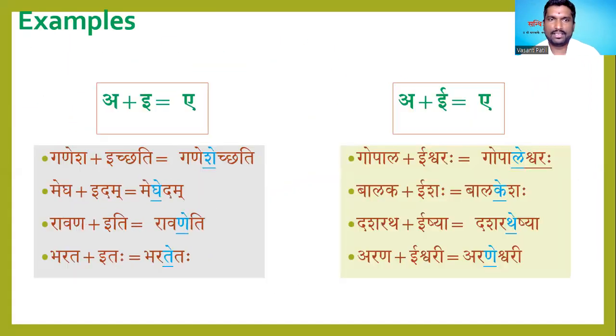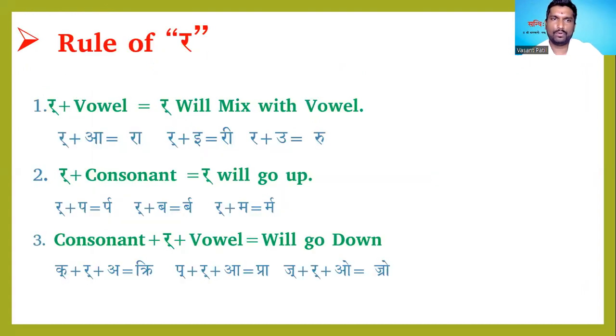When ra is followed by a vowel, ra will mix with the vowel. This we already know. If ra follows a vowel, it will mix with the vowel. For example, ra is there and a is the vowel, it became ra. But if ra follows a consonant, second rule, ra will go up. Here ra follows pa, it went up; ra follows ba, it went up; ra follows ma, it went up.